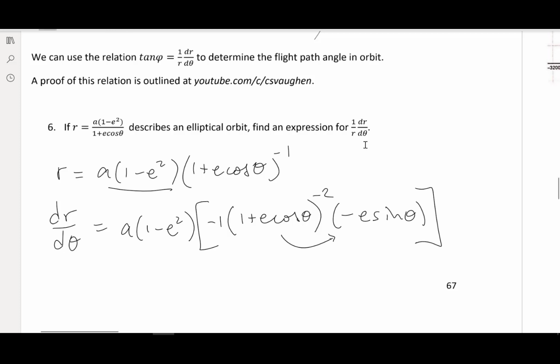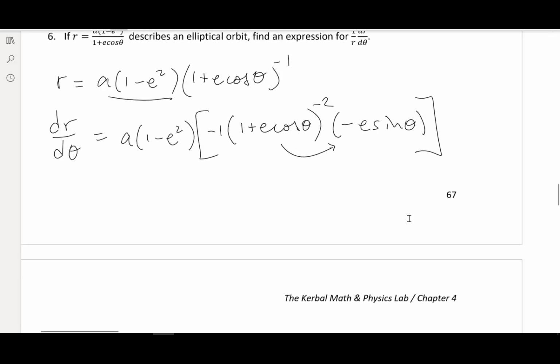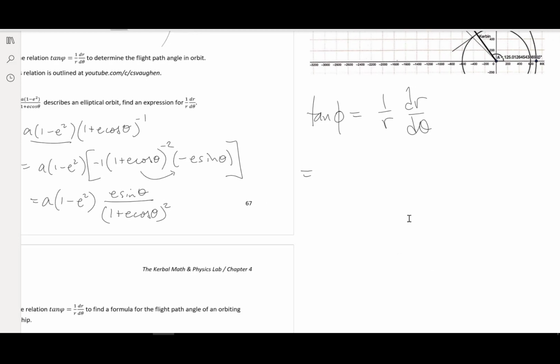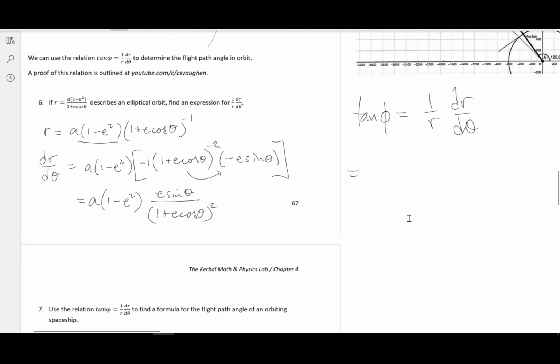And now that we can simplify. We've got two negatives here that'll cancel. So let's write this as e sine theta on top and 1 plus e cos theta all squared on the bottom. And we're not quite done. We still have to get 1 over r times this. So we know that tan phi is 1 over r dr d theta. And we've just done dr d theta there, and r, of course, is given here.